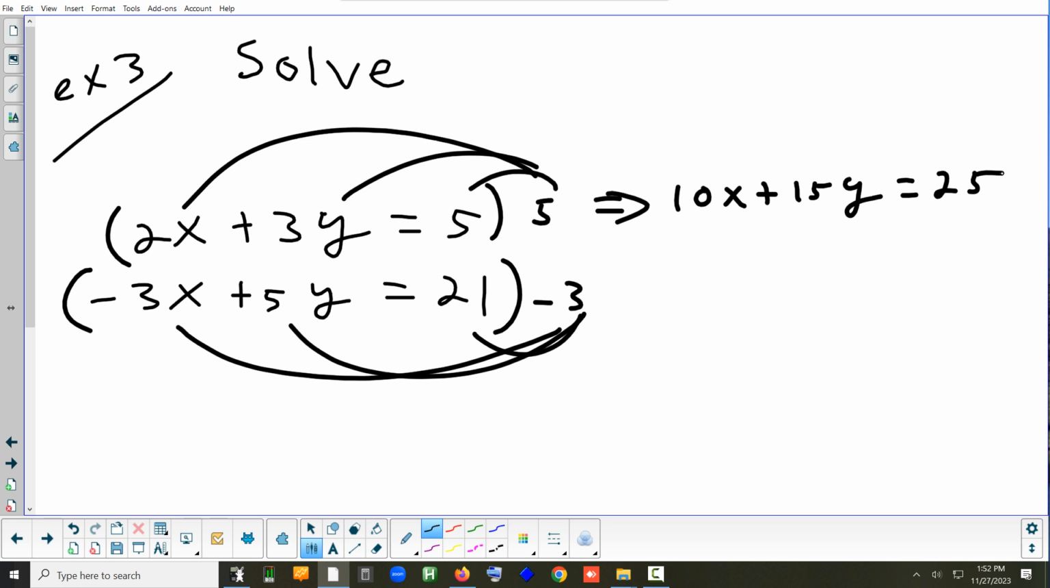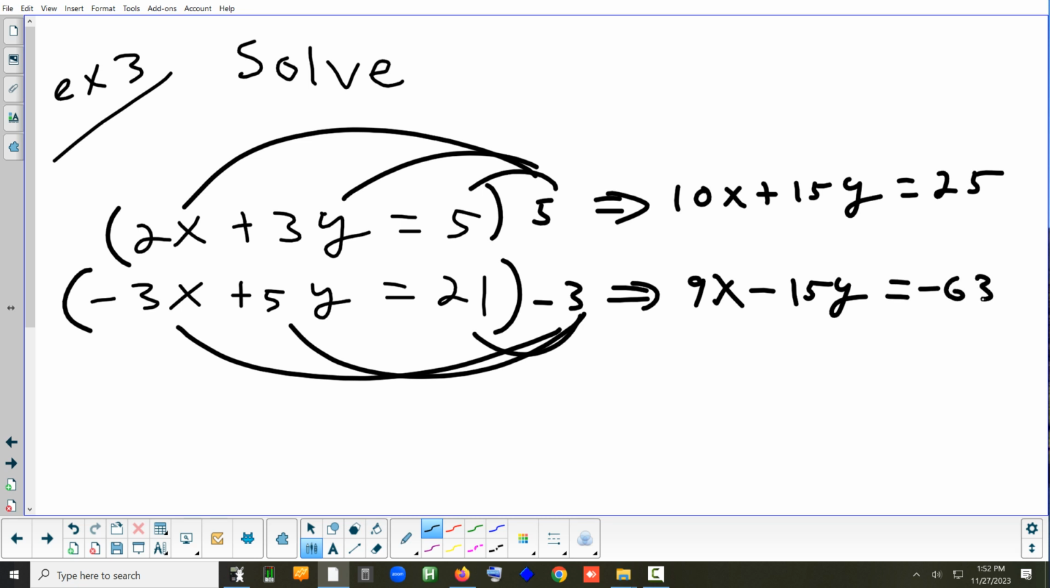Just multiply the entire thing by negative 3. That would be positive 9x minus negative 15y. Say that again. Minus 15y. Well, I did a double negative, I see. And then equals negative 63.